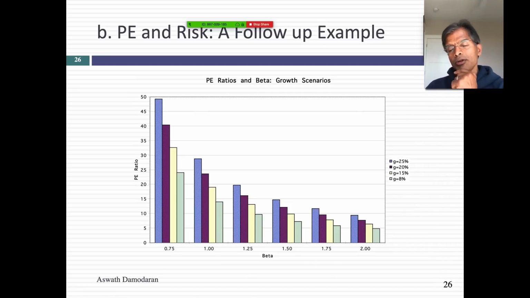You want your PE ratio to increase, and you have two choices. You can either go for more growth, in which case where are you stuck? You still have a beta of 2. You're stuck in this last set of bars. Or you can go for less risk.